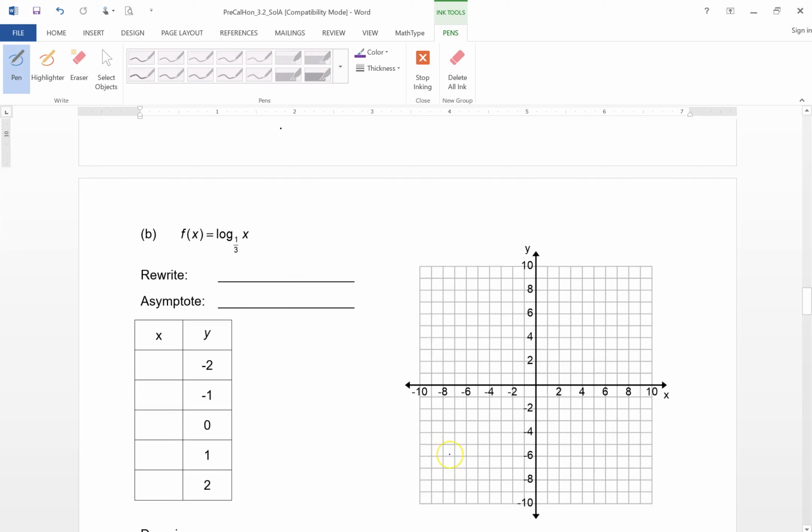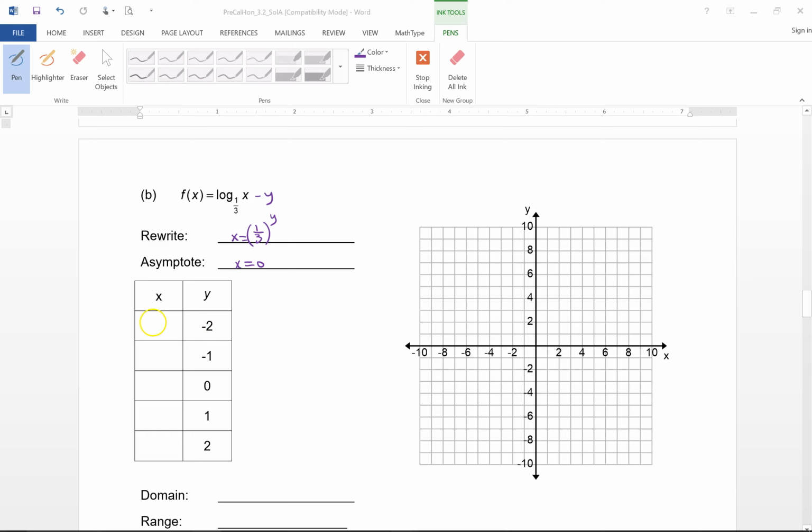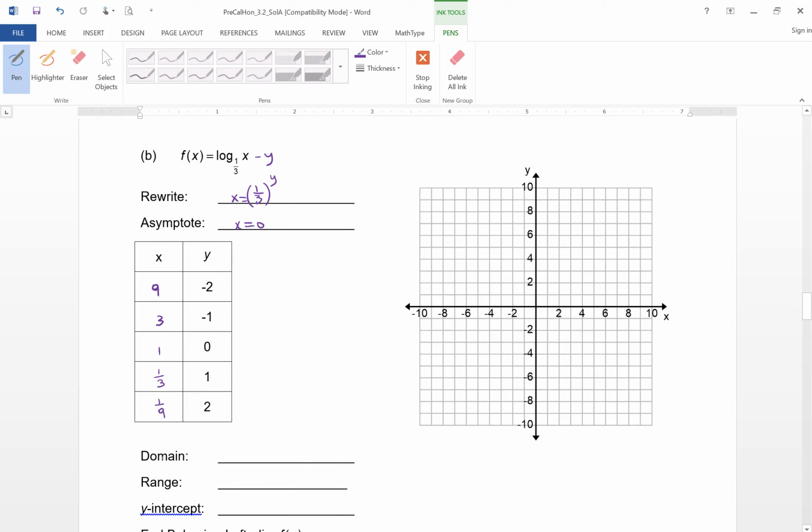That's not too bad at all. So we're going to do one more very quickly. We're going to rewrite this. If this is equal to y, then x is equal to 1 over 3 to the power of y. My asymptote, again, is going to be x equals 0. So when y equals negative 2, x equals 9. When y equals negative 1, x equals 3. Then 1, 1 over 3, 1 over 9. So when x equals 9, y is negative 2. When x equals 3, y is negative 1. When x equals 1, y is 0. When x equals a third, we're at 1. And then up to 2, I have an asymptote here, and this looks like logarithmic decay.